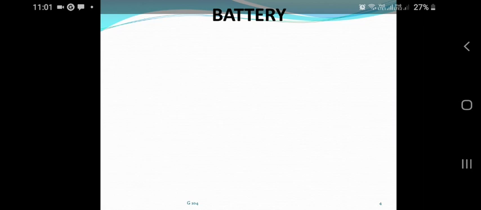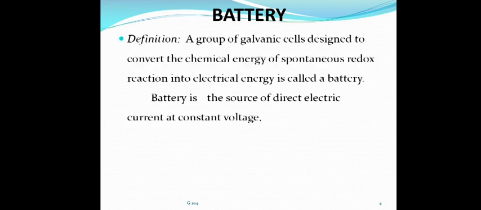So that is about the EMF of a cell. These are the things which we have studied. Now let us know what is a battery. So the definition of battery.